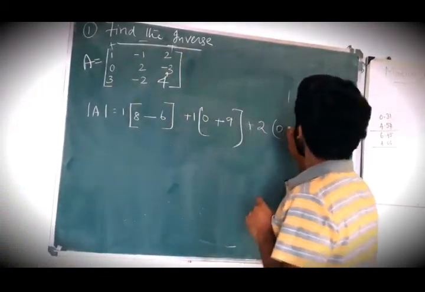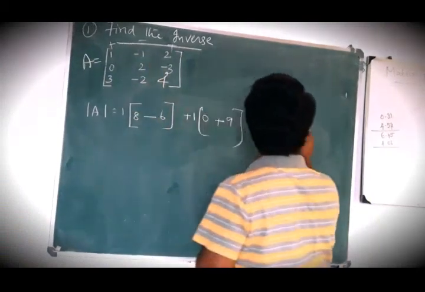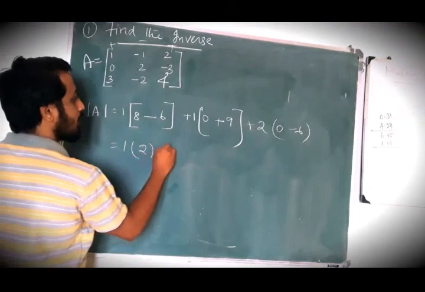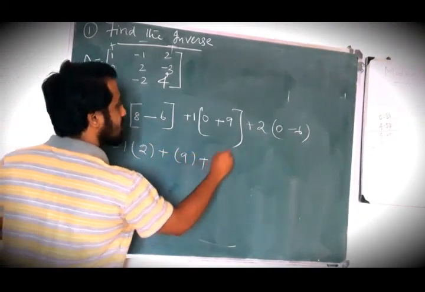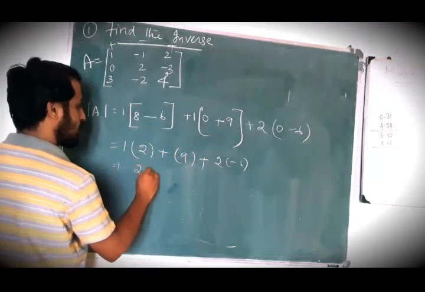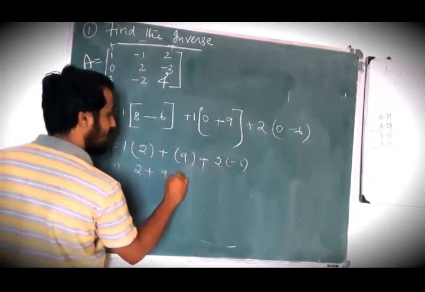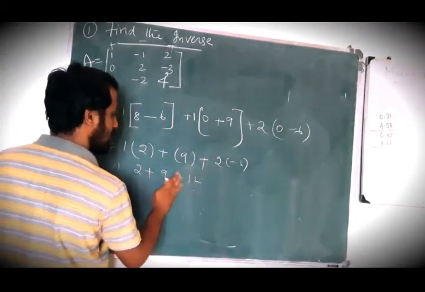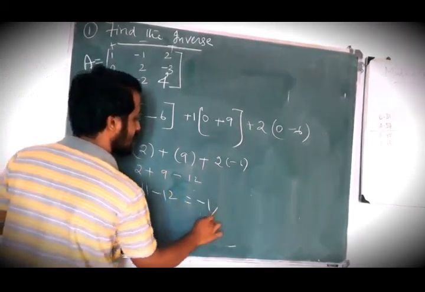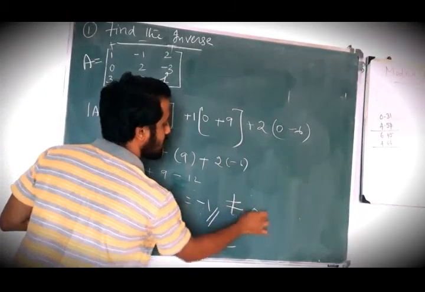minus 2 into (0 minus 6). That is 1 into (8 minus 6) is 2, plus 9, plus 2 into minus 6. So 2 plus 9 that is 11, minus 12. So that is 11 minus 12, which is nothing but minus 1, which is not equal to 0.